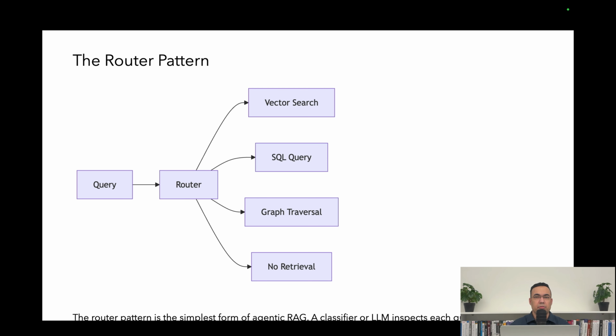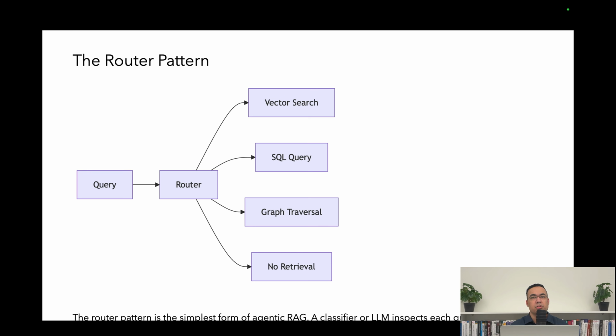Let's talk about the router pattern, which is the simplest form of agentic RAG. A classifier or LLM inspects each query and routes it to the appropriate retrieval strategy. Different query types go to different backends. Factoid questions about document content route to vector search. The standard retrieval, re-rank, and generate pipeline handles these scenarios. Analytical questions involving structured data route to SQL. Questions about counts, aggregations, comparisons, and trends often have answers in databases rather than documents.